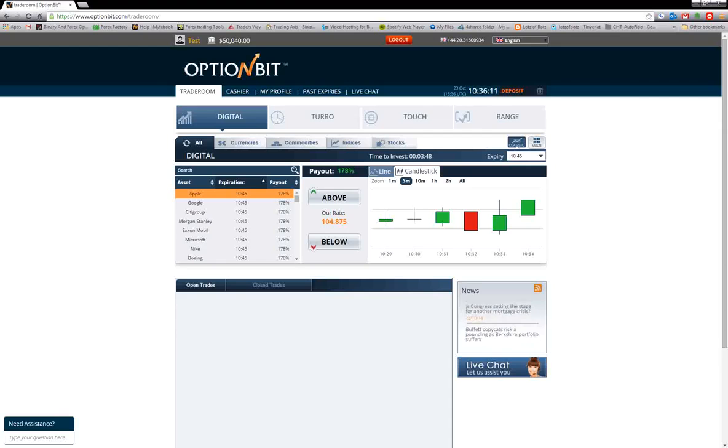Or you can do an out of range option, which means price is going to move out of the range before your expiry that you choose. The last thing they offer is something called turbo.